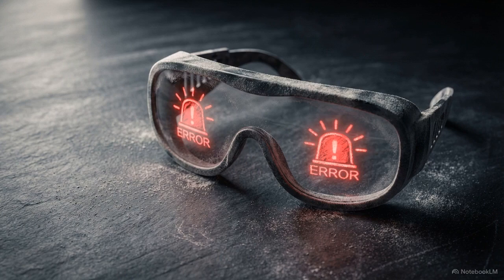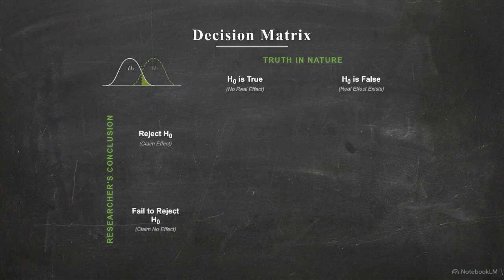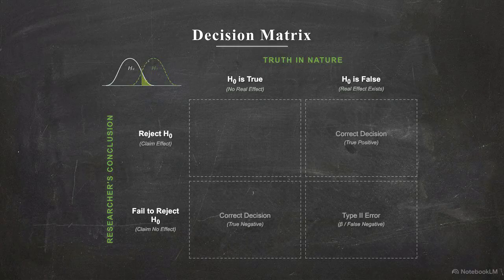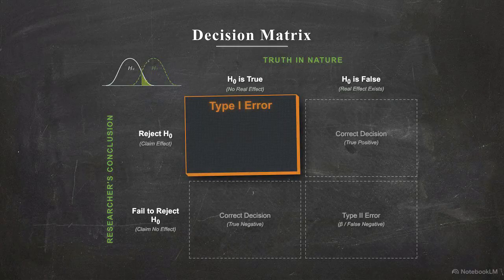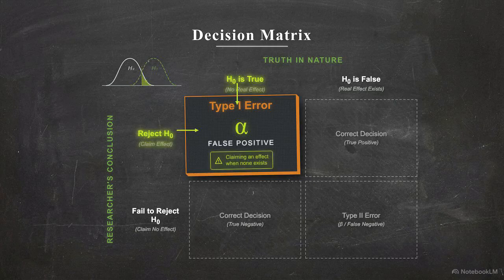These failure states must be quantified. This 2x2 grid illustrates the decision matrix. It maps the absolute truth of the null hypothesis in nature against the researcher's final experimental conclusion in the lab. A type 1 error, designated by the Greek letter alpha, is a false positive. This occurs when a researcher mathematically rejects a true null hypothesis, concluding there is an effect when none exists.